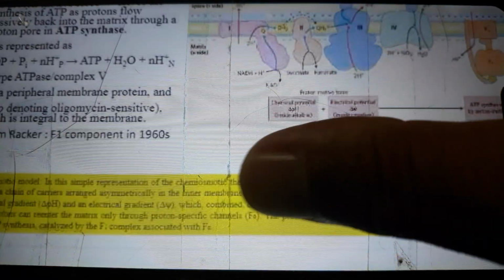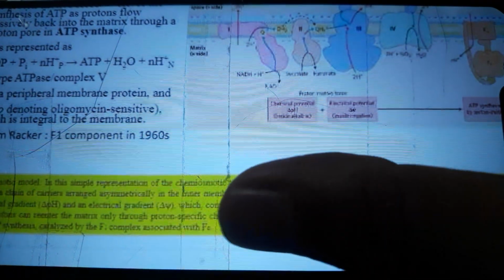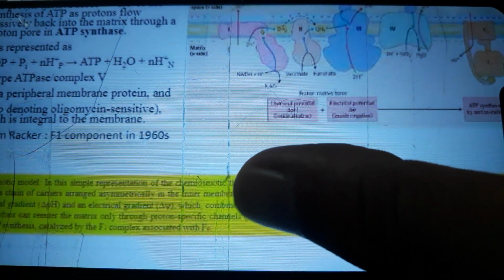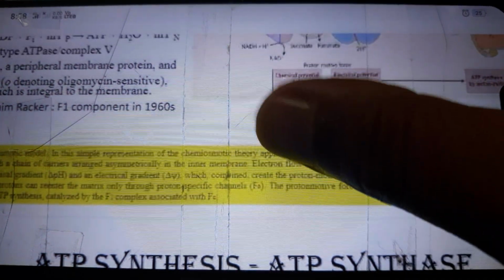Chemiosmotic model. The representation in the figure: ADP plus Pi plus nH+ giving ATP plus H2O plus nH+. The F1 complex is a peripheral membrane protein.